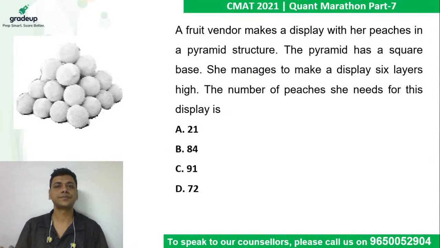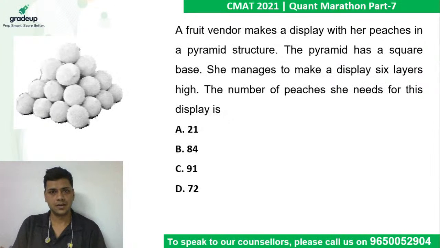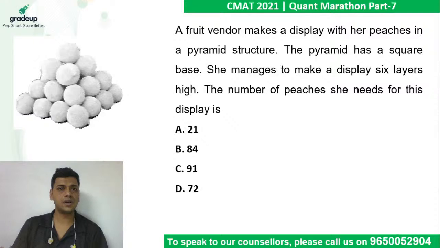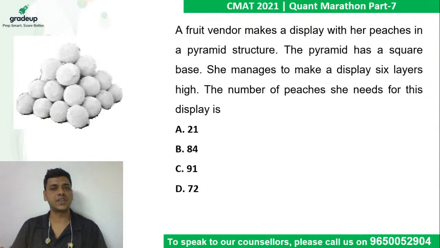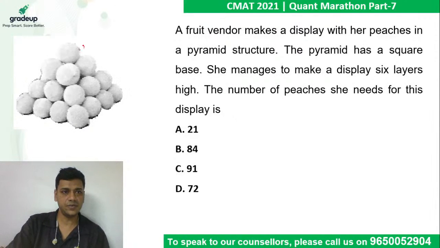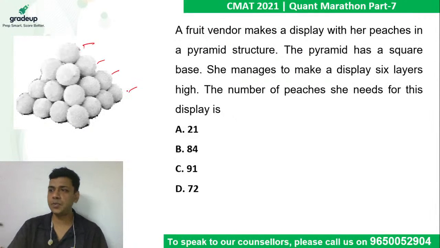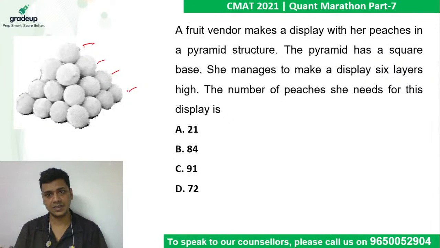Okay, next one is: a fruit vendor makes display of his peaches in a pyramid shape, just like what is shown to you in the picture. Now pyramid has a square base. She manages to display 6 layers high. So for example, it is 4 layers, 1, 2, 3, 4. He is able to put in 6 layers. Number of peaches she needs to display is.